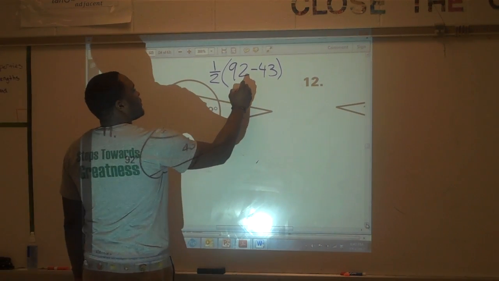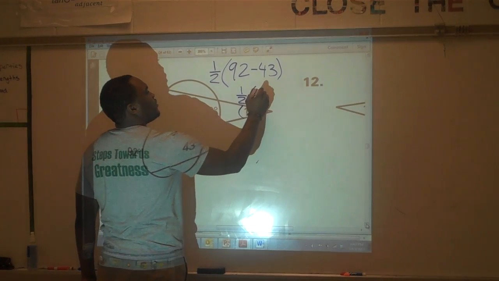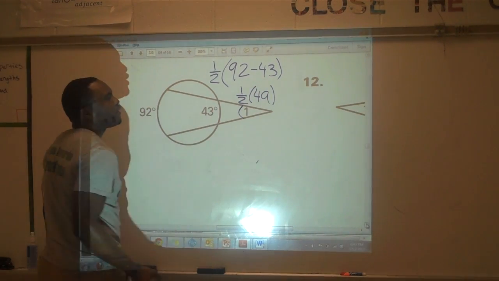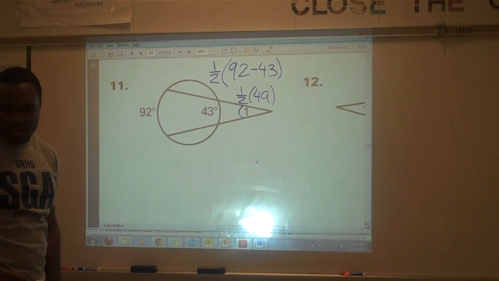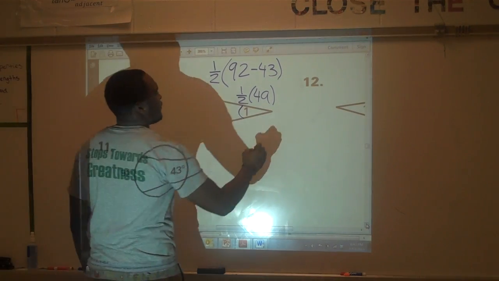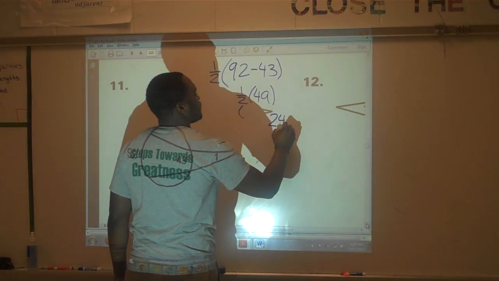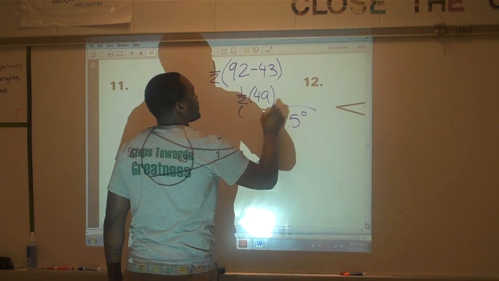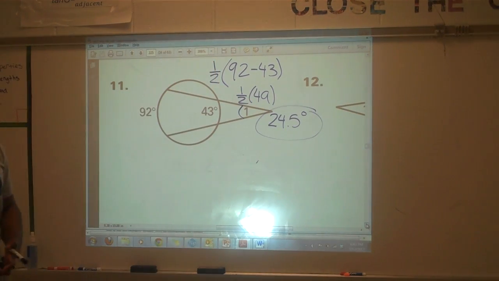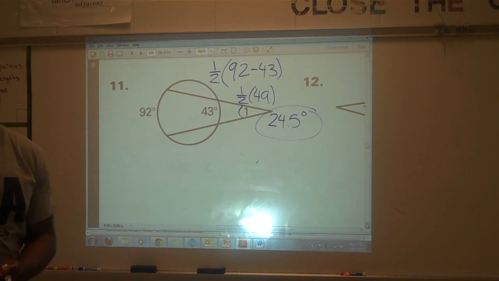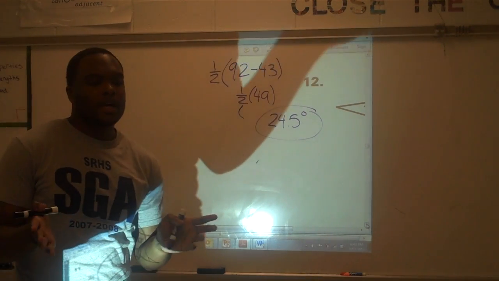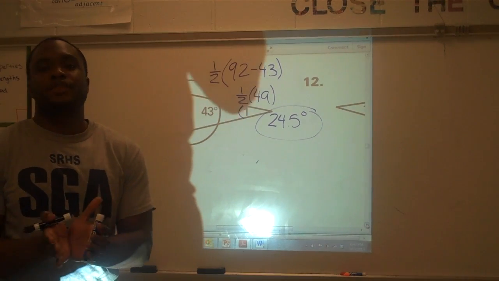And it's going to be the same as 1/2 times 49, or we can call that 24.5 degrees. 24.5 degrees for the measure of angle number 1. So that's an example of how you would do a basic problem where two lines intersect outside of the circle.